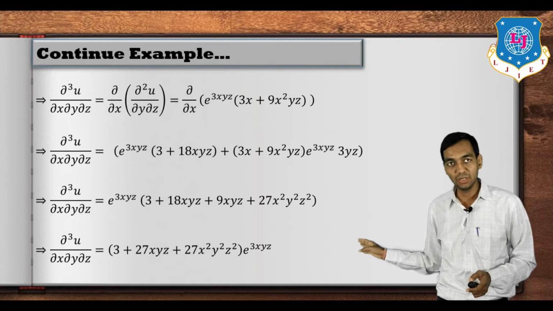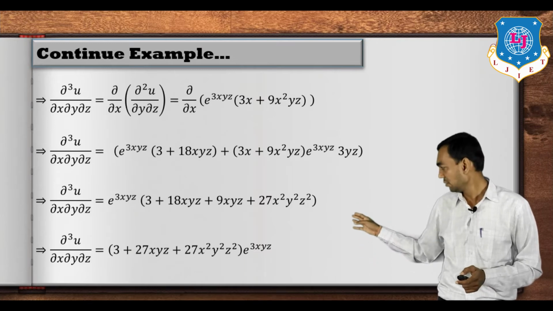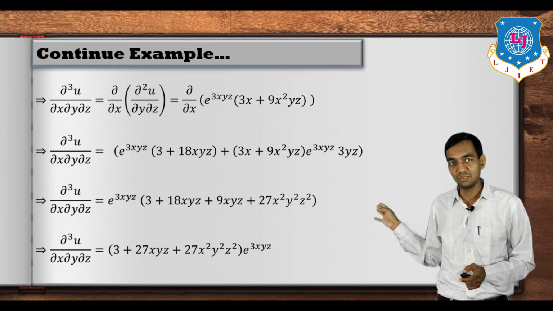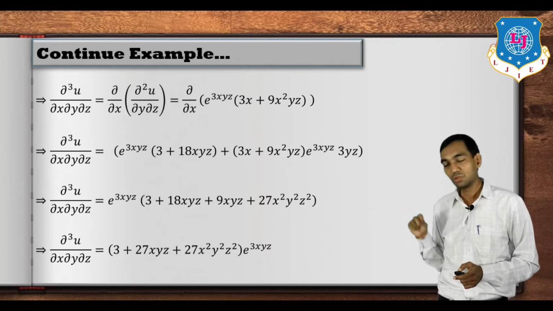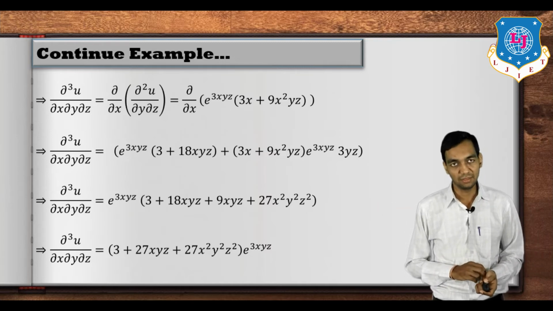of del square u upon del y del z. Now del square u upon del y del z has a value e raised to 3xyz into 3x plus 9x square yz.